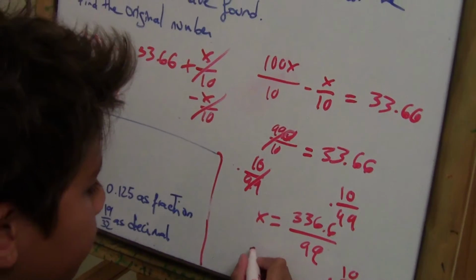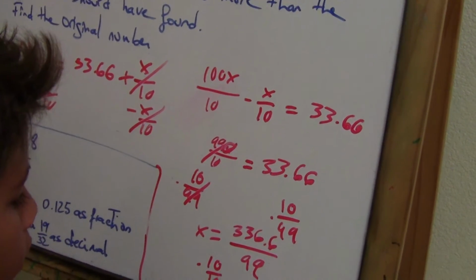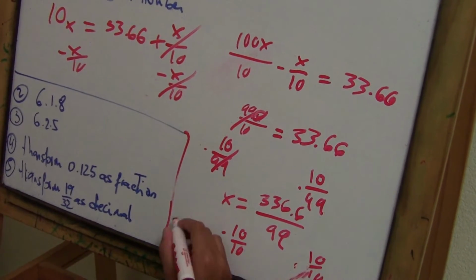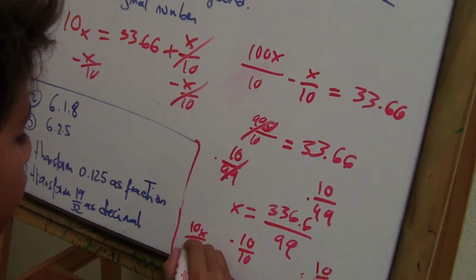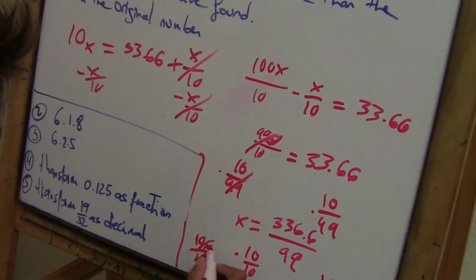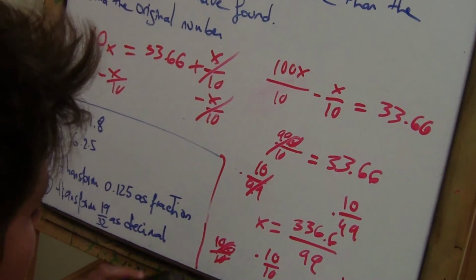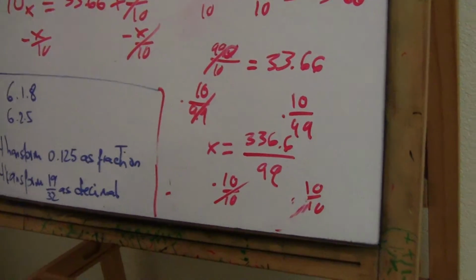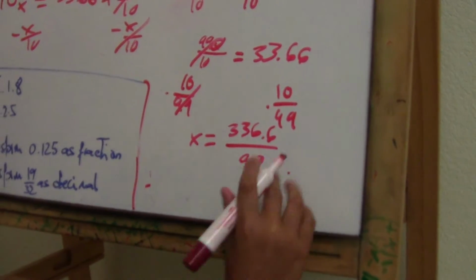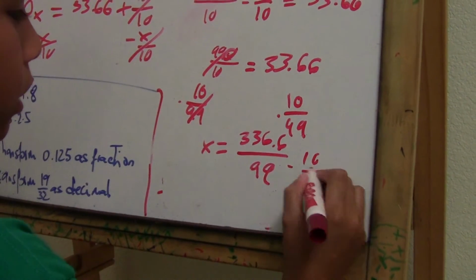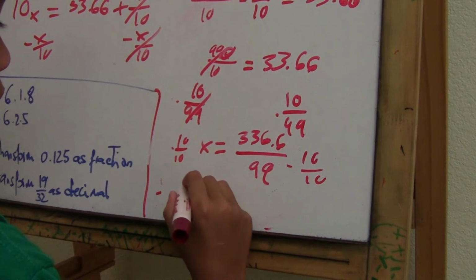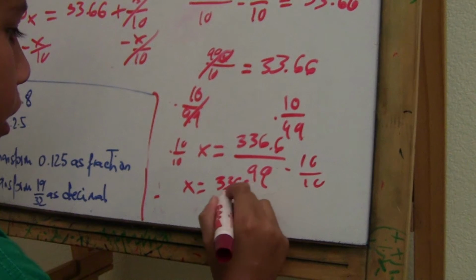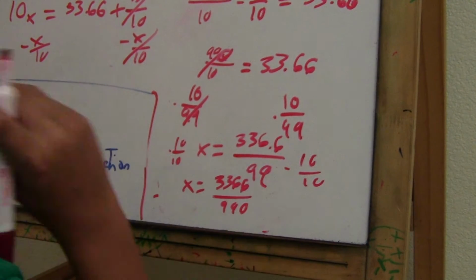And this can both be multiplied. But when you do it with x, it would be 10x over 10, which is the same number again. So you just take that out and the x is still there. Oh, I don't have enough room. Okay, so we know we multiply by 10 over 10 on both sides. So it would be x is equal to 3366 over 990.